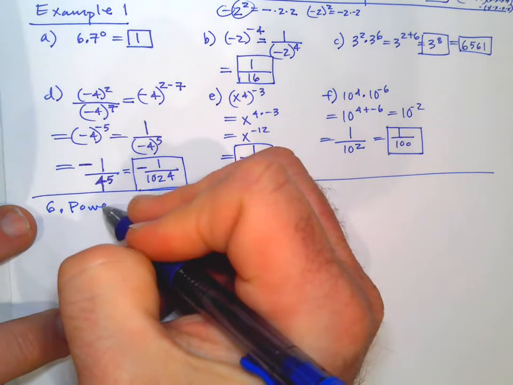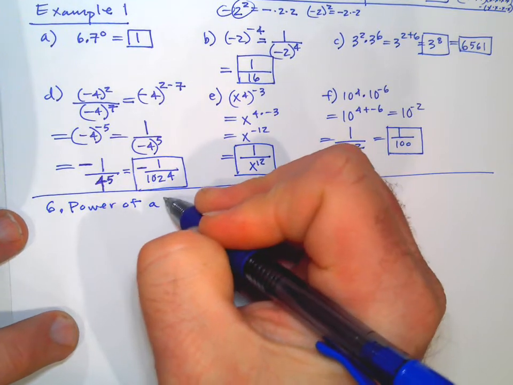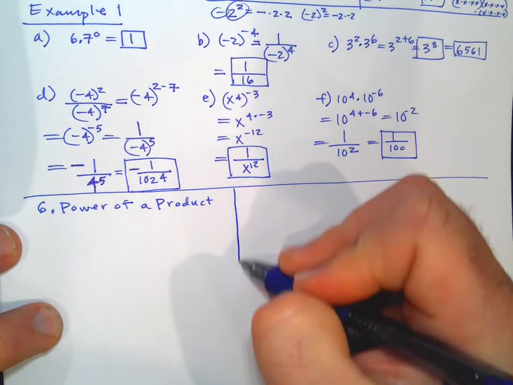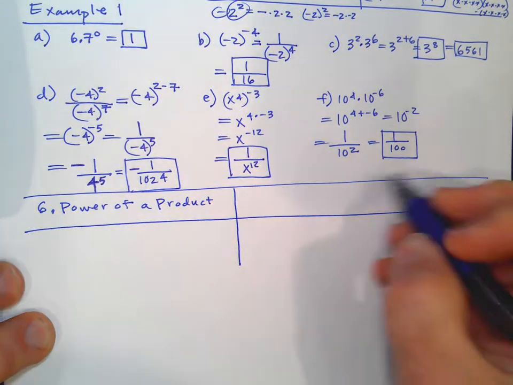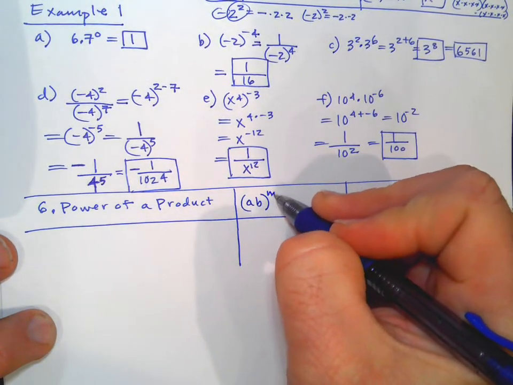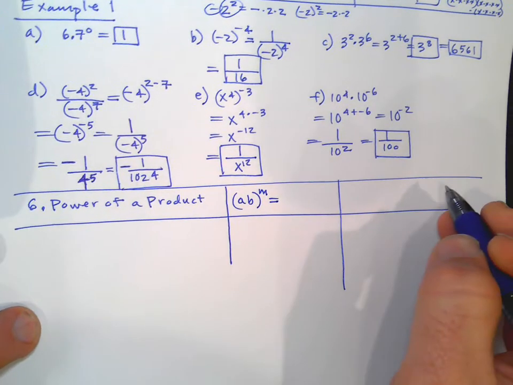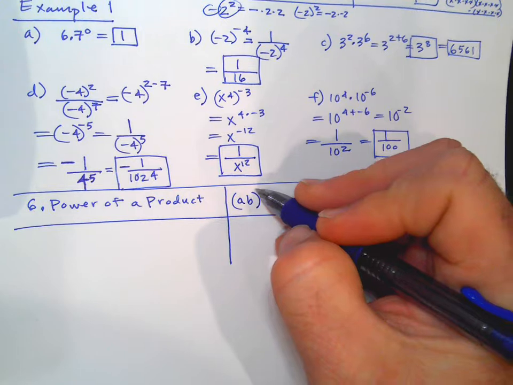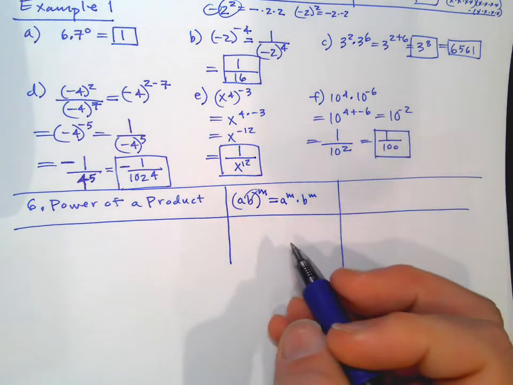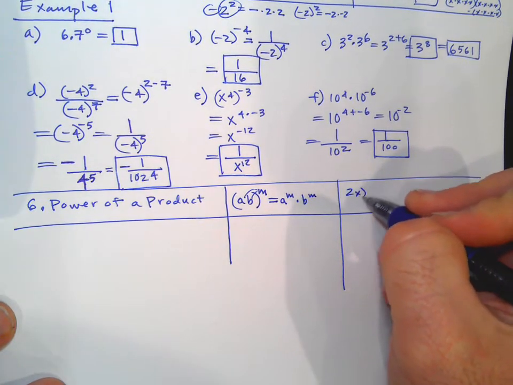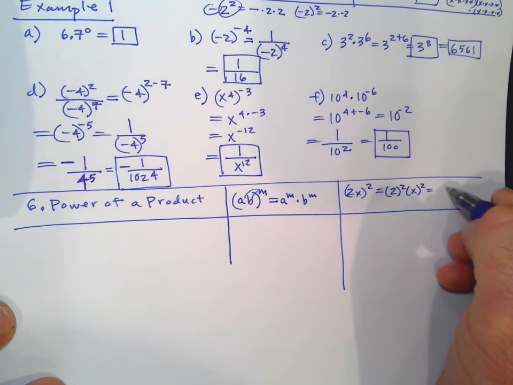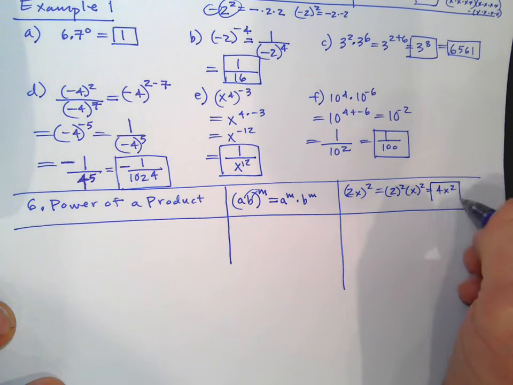Power of a product. A product is two things multiplying each other, and if we take the power afterwards, this one's a simple rule. You just give it to both of these separately. They both get it. A quick example: 2x squared would be 2 squared and x squared, which would be 4x squared. Final answer is simplified.